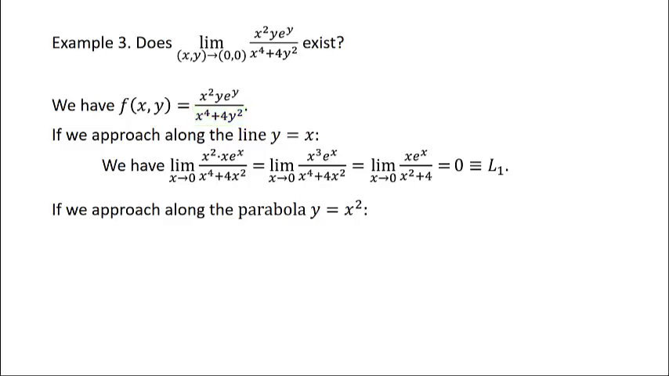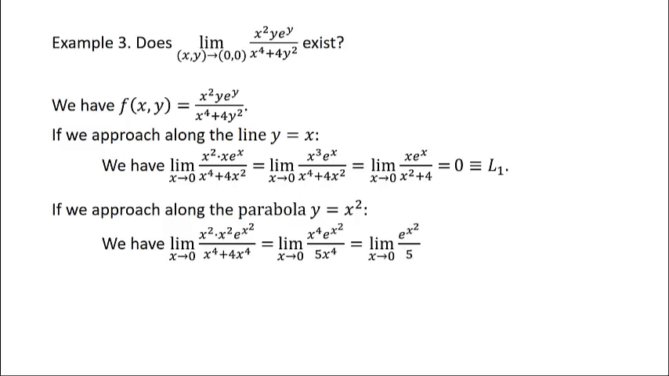So if in our equation you replace y with x squared, you get the limit as x approaches 0 of x squared times x squared e to the x squared over x to the fourth plus 4x to the fourth. We can now combine what's happening in our denominator. So we have an x to the fourth e to the x squared over 5x to the fourth. Cancel the x to the fourths, and we're left with the limit as x approaches 0 of e to the x squared over 5. Substituting at x equals 0, we get the limit of 1/5.